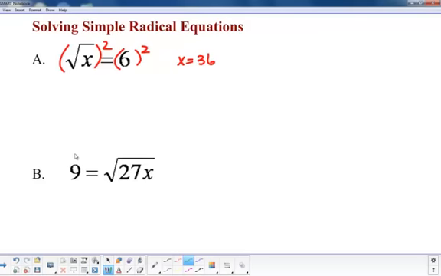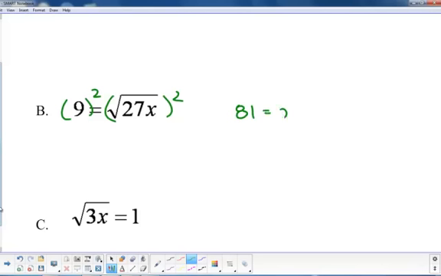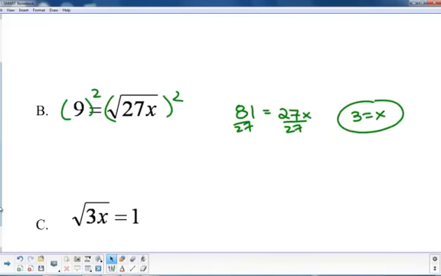You need to make sure that square root is isolated in our next problem. It is. So we would just square both sides. So we would have 81 equals 27x. And then if you divide both sides by 27, you would have 3 equals x, or x equals 3.